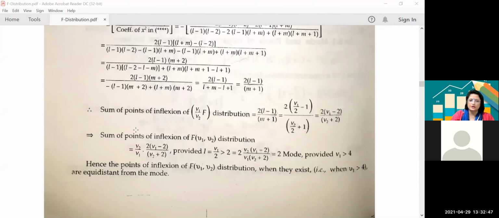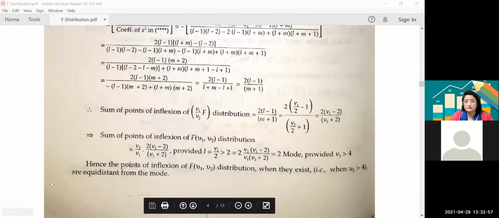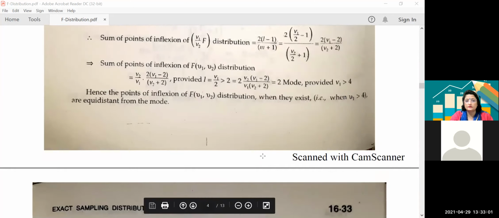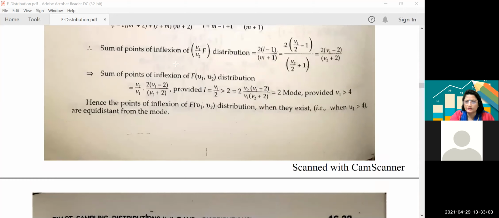So the sum of points of inflection of the distribution is 2 times. Just wait. So they have written the sum of points of inflection of this distribution, nu1 by nu2 into F distribution, is 2 into nu1 by 2, nu1 minus 2 upon nu2 plus 2.